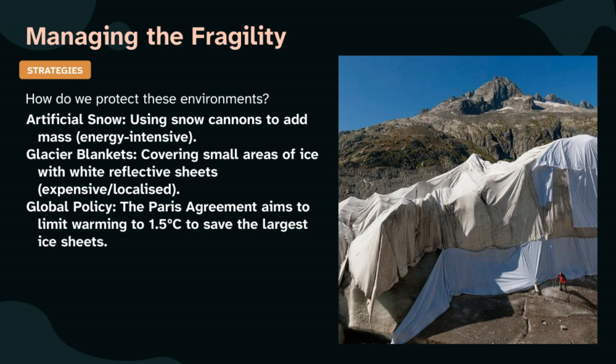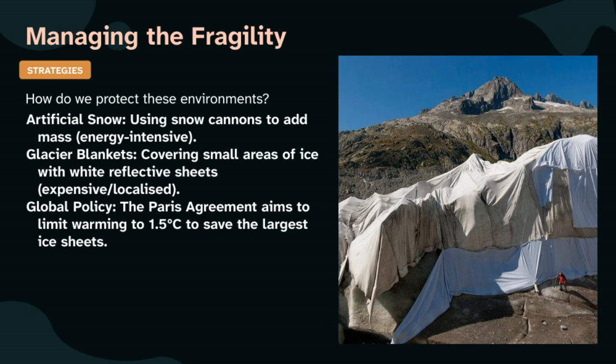So when we evaluate management, we need to think about scale. Local strategies can protect small areas temporarily. Global strategies can address the root cause, but they require international cooperation and long-term commitment. Which strategy is most effective in the short term? Which is most effective in the long term?